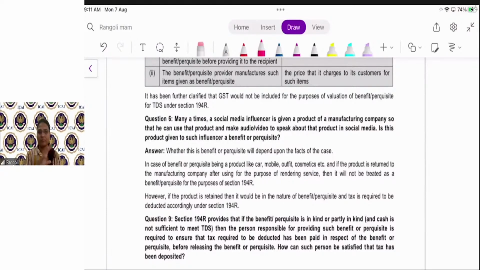Say for example, there is an ad for a mobile phone. The mobile phone given to the influencer is not treated as a perquisite if, after using it, the influencer returns the mobile phone to the company. But if the influencer keeps that mobile phone, then it is considered a perquisite and the manufacturing company of the mobile phone is required to deduct TDS. If the product is retained with the influencer, then it is considered a perquisite. Otherwise, it will not be considered a perquisite.